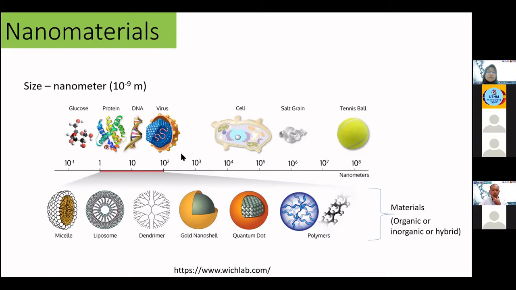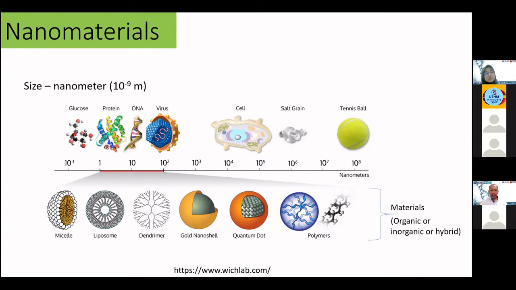A virus also is more than nanometer in size. Actually, COVID-19, the virus, the size is not nanometer, it's micrometer. And the nanometer range is between 1 to 100 nanometers. So that is what is considered nanometer: below 100 nanometers and more than 1 nanometer.